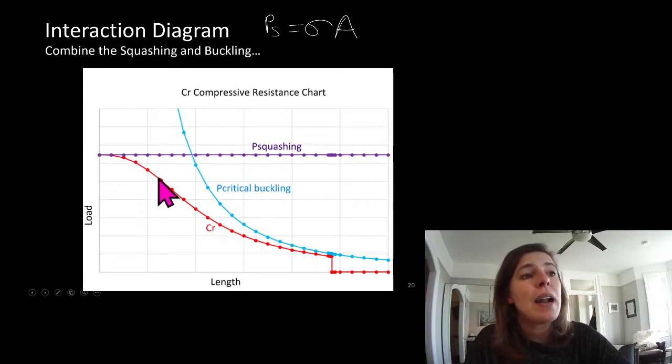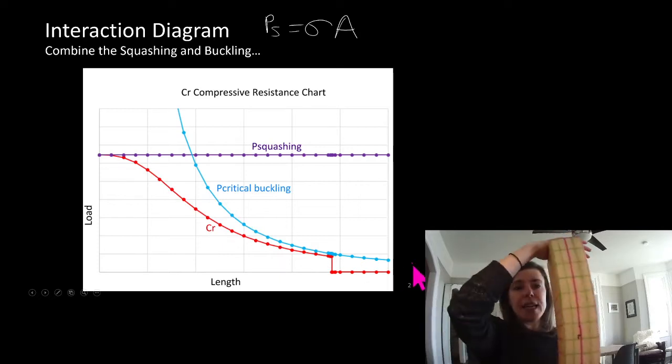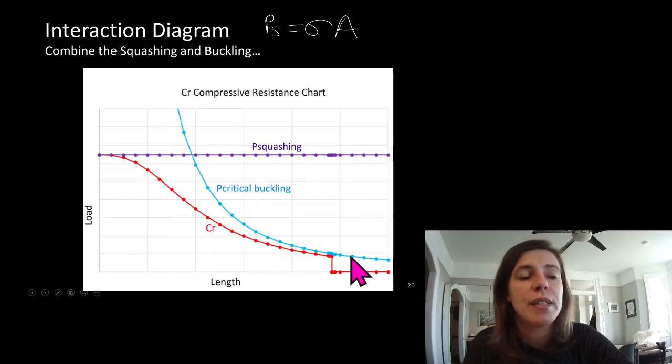So it makes sense that our final compressive resistance of our element is some combination of P squashing and P critical due to buckling. If our column is very short, it's almost exclusively due to P squashing, or the equation we know and love. As it gets taller and taller and taller, it gets very easy to buckle sideways, and it tends to take over the design. So this red line, CR, is the final compressive resistance equation of a steel column. I'll show it to you on the next slide.